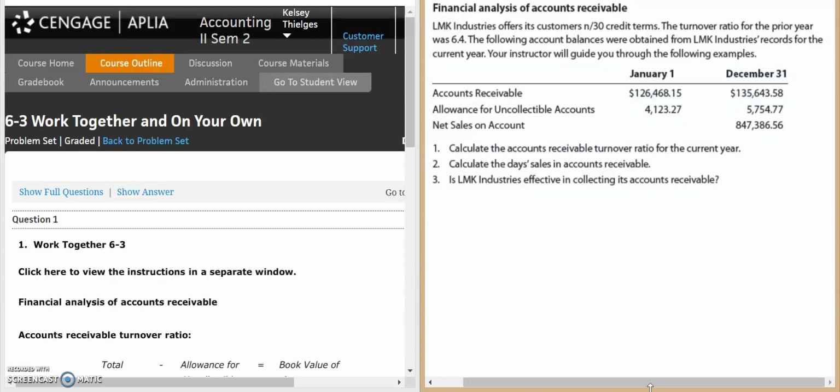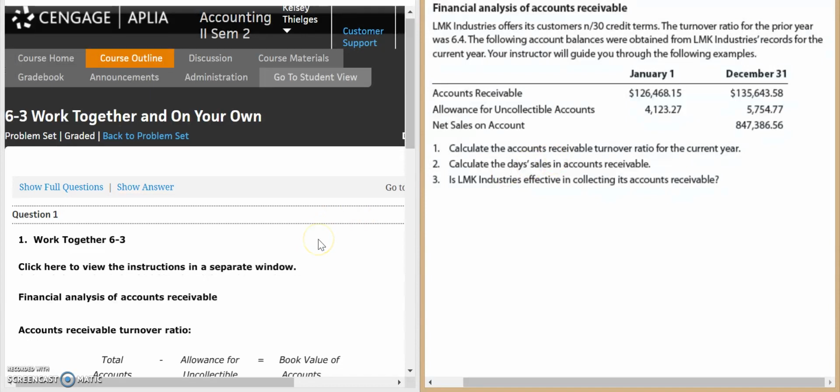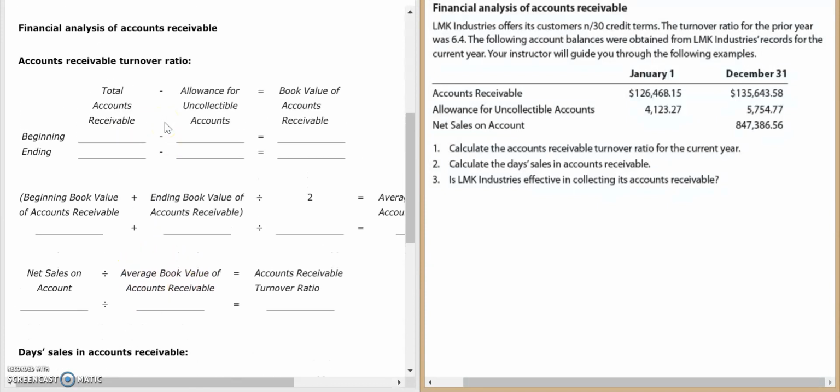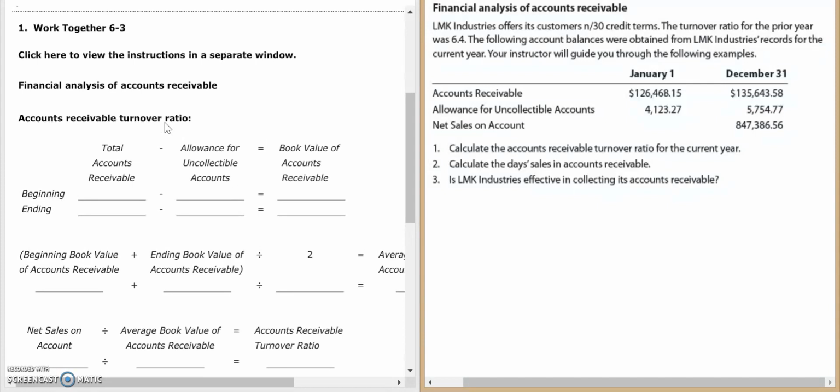So it gives us some information about our accounts receivable and our allowance for uncollectible accounts, as well as our net sales. And our first job is to calculate the accounts receivable turnover ratio. So please remember that the accounts receivable turnover ratio is net sales divided by our average book value of accounts receivable. So this average book value of accounts receivable is what we need to figure out first. So in order to find our book value, remember, we need to take our total accounts receivable and subtract out our allowance for uncollectible accounts, because that is our contra account to accounts receivable.